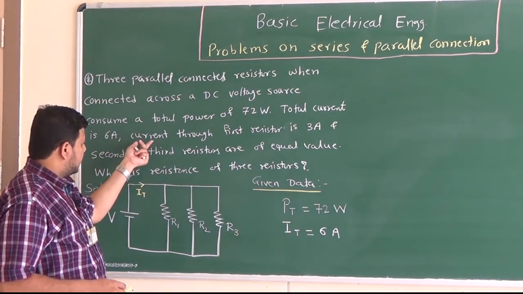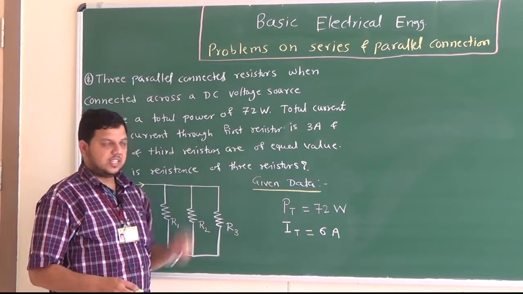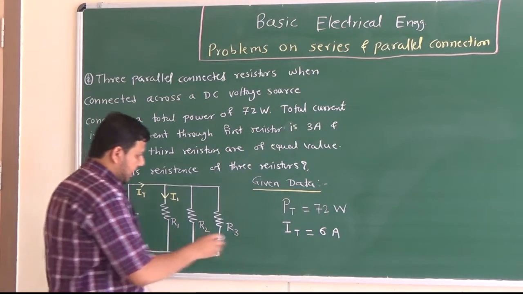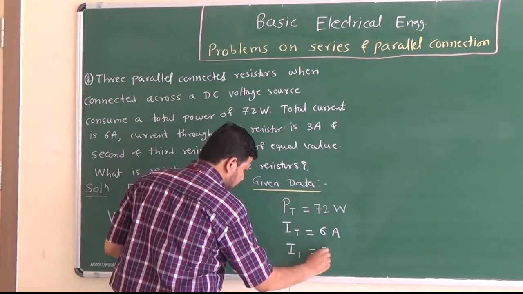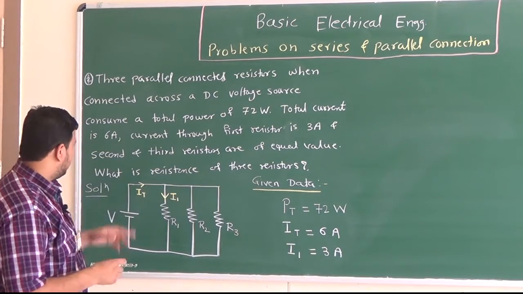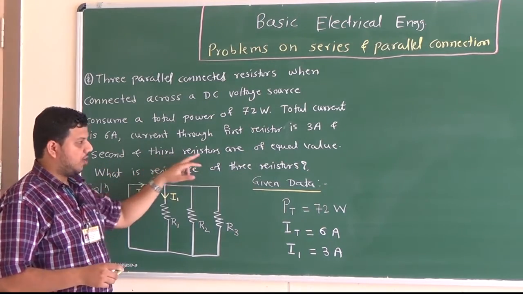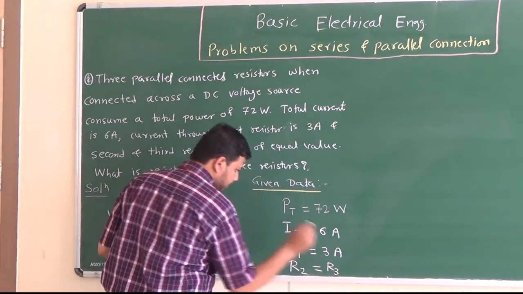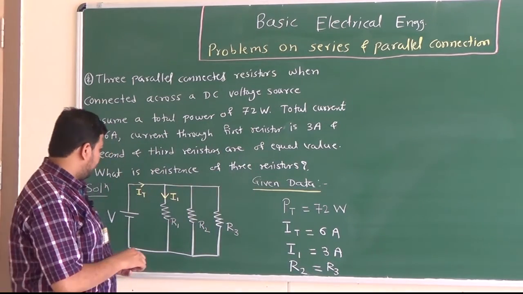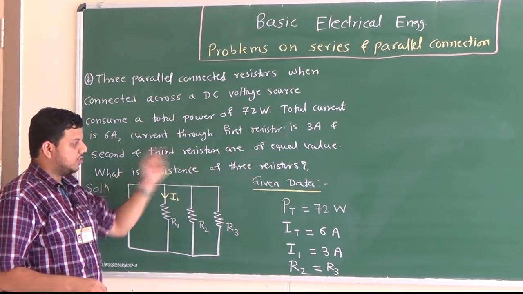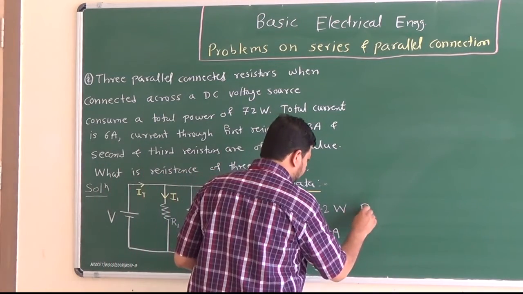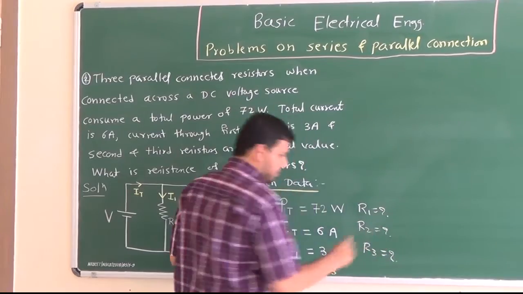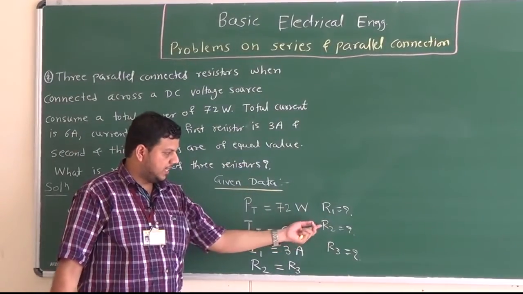Now what is next, next quantity they have mentioned, current through first resistor is 3 ampere. Now if you assume current through resistance R1 as I1, so this current they have given I1 as 3 ampere. Now next what they have mentioned, second and third resistors are of equal value. So what it means, R2 is equal to R3. And what we have to determine is the resistance of three resistors, meaning we want to calculate R1, R2 and R3. Okay, R2 and R3 will be same, so we have to determine R1 and these two resistances.